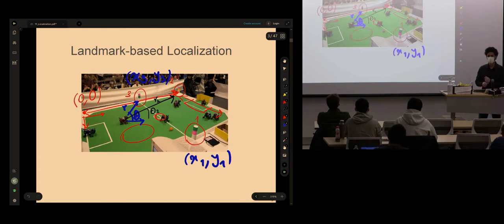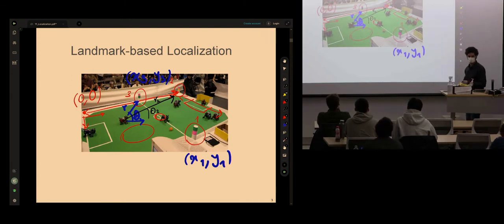So name four methods to solve this problem before we move on. At least four methods.